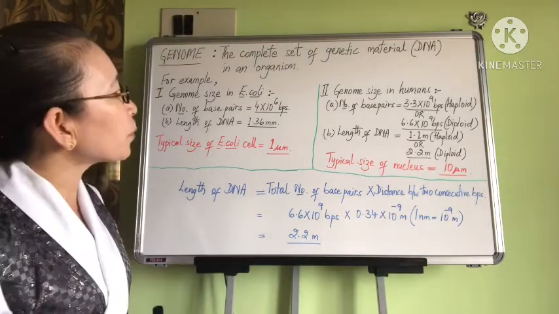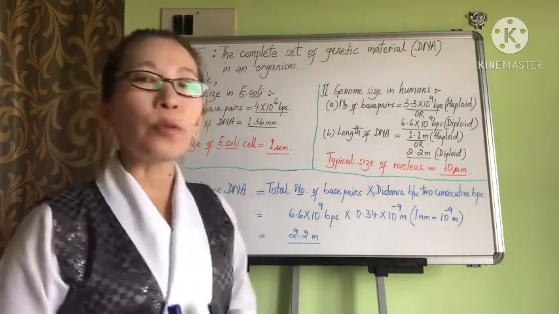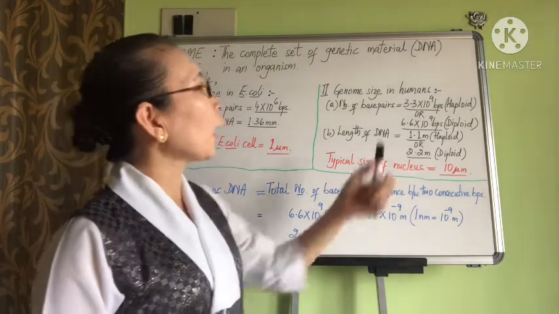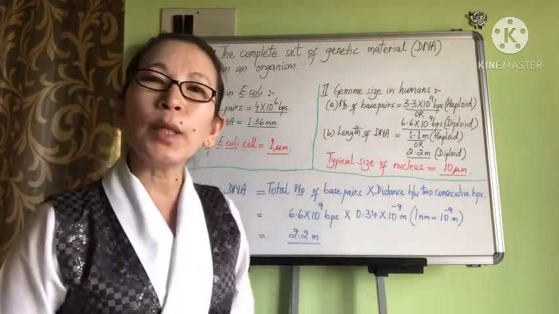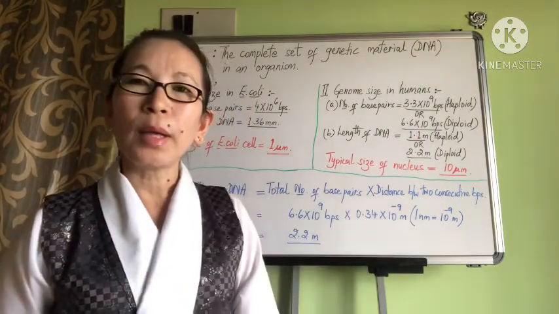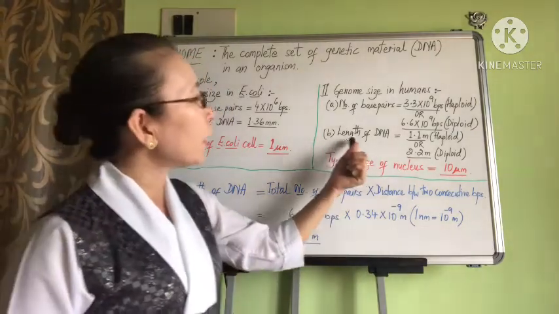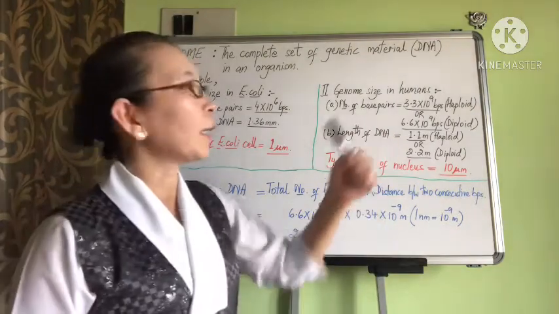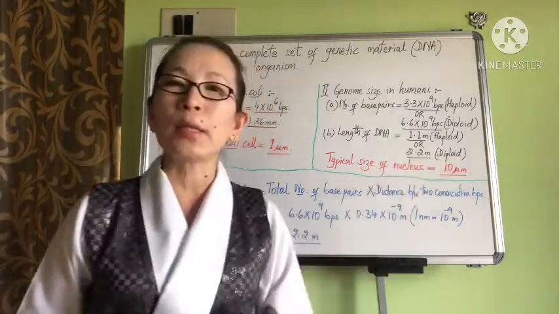Similarly, if we express the genome size in humans in terms of number of base pairs, in a typical human haploid cell, we have 3.3 billion base pairs. And a typical human diploid cell has 6.6 billion base pairs. And if we express human genome size in terms of length, then the length of human DNA is equal to 1.1 meters in a haploid cell, or it is equal to 2.2 meters in a diploid cell.